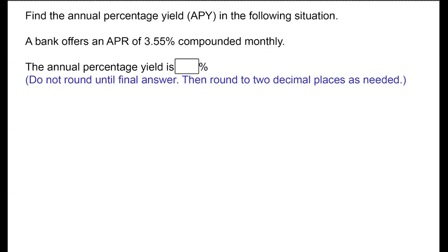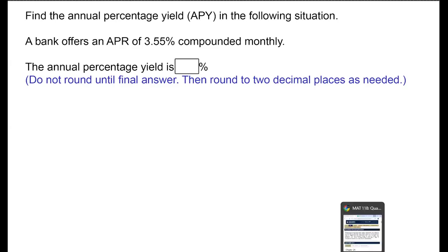So we must find the annual percentage yield, APY, in the following situation. The bank offers an APR of 3.55% compounded monthly. The annual percentage yield is blank percent. We will figure that out. And then it says, do not round until the final answer, then round to 2 decimal places as needed. So let's keep that in mind. So we're looking for APY.